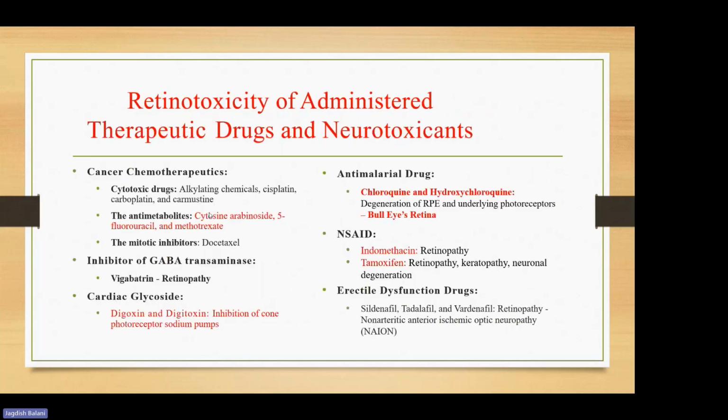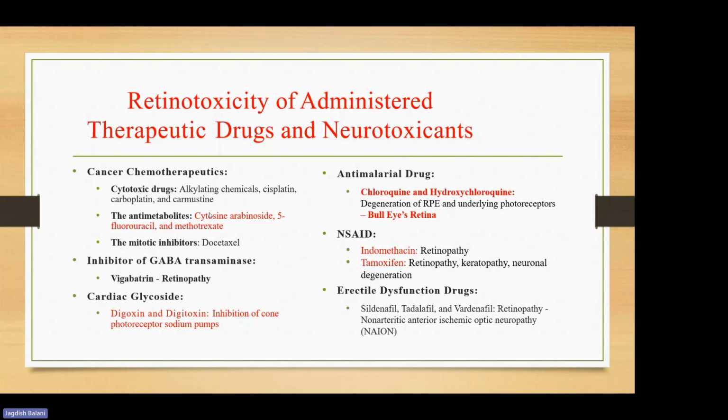And then retinotoxicity, as you said, there were these earlier factors, while retinotoxicity is created in two ways. One is a systemically administered compound which creates a toxic response in the retina, while the other is neurotoxicants, some drugs used for neurological disorders or sometimes given for other reasons, which indirectly create degenerative alteration in the retina.